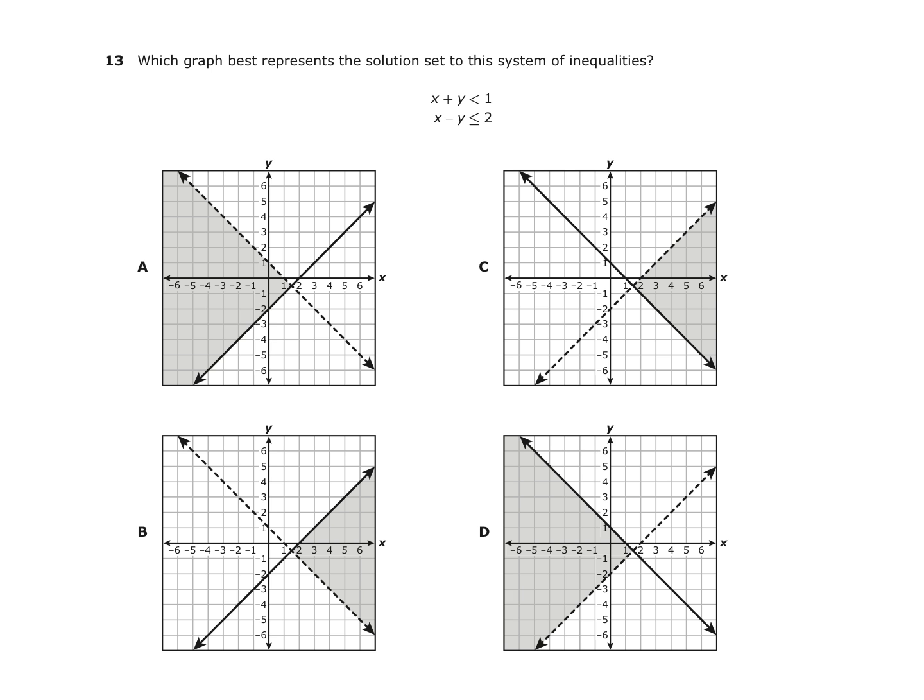So we're on number 13. Lucky 13 says, which graph best represents a solution set to this system of inequalities? x plus y is less than 1, and x minus y is less than or equal to 2.